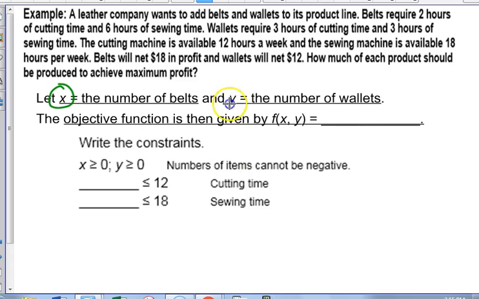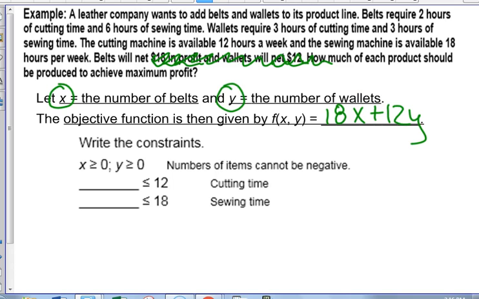Okay, I went ahead and told you what X and Y are. Thank you, Miranda. I always do the objective function first. I look at that problem, and there are so many numbers that I am kind of blown away. But I look and I go, well, this is a profit on the belt, and this is a profit on the wallet, right? So 18 per belt plus 12 per wallet. That's the profit function or the objective function. I'm done with those numbers now until the very end of the problem. That always helps me to narrow down what I need to do for my constraints, okay?